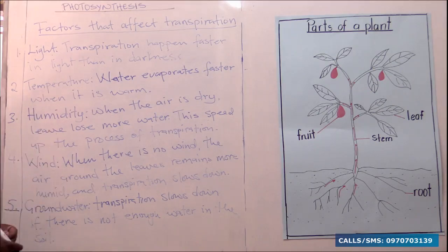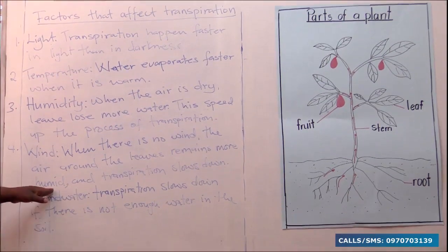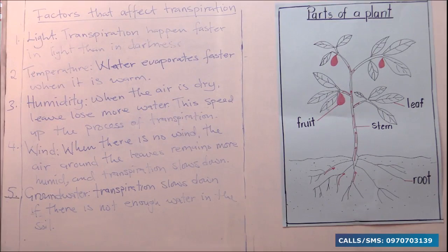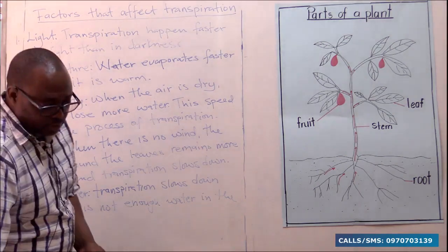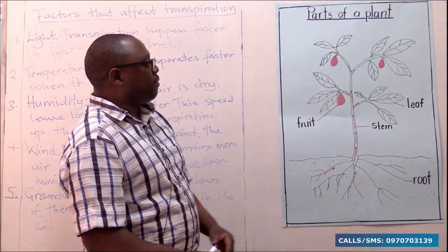Then we came to humidity: in dry air, leaves lose more water. So if the leaves are losing more water, the process of transpiration is faster. Then wind: if there is no wind, the air around the leaves remains more humid and transpiration slows down. And the last factor we looked at is groundwater: if there is not enough water in the soil, transpiration slows down.